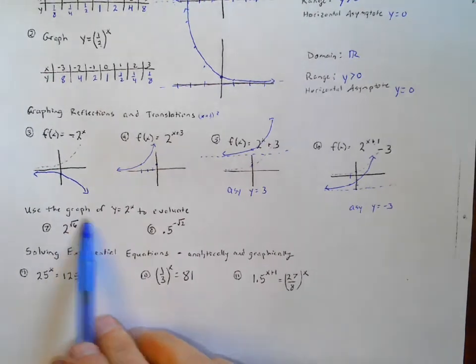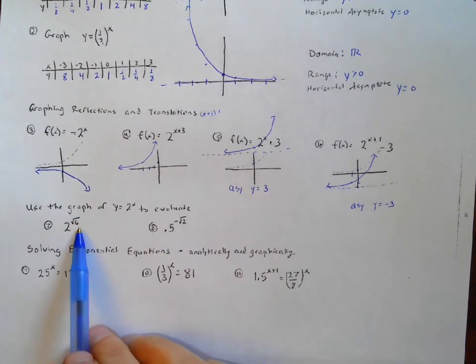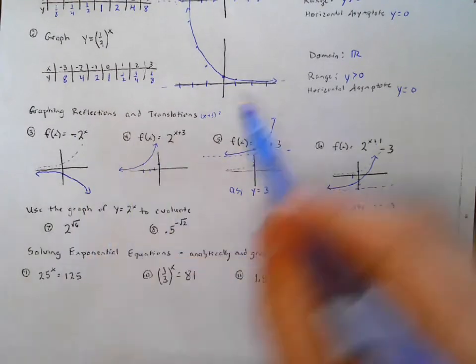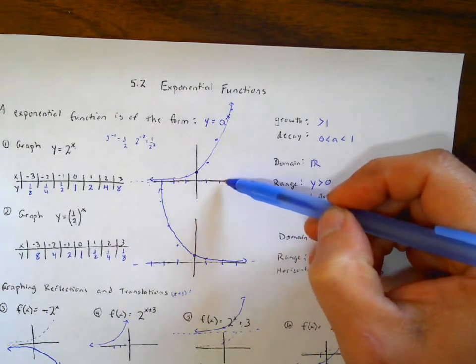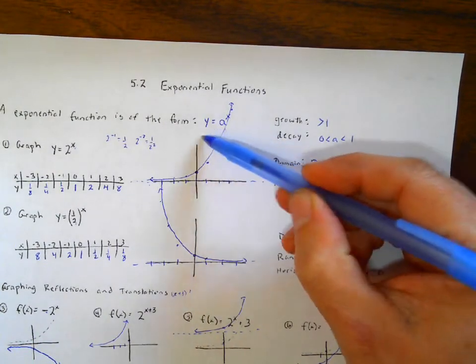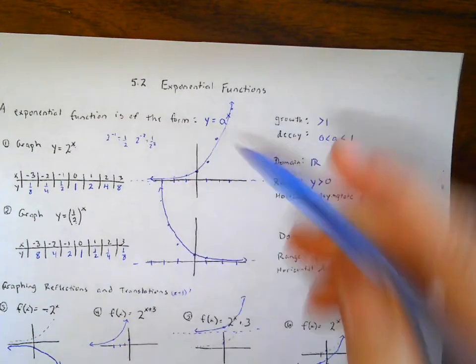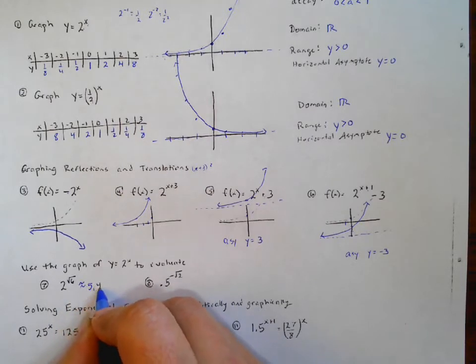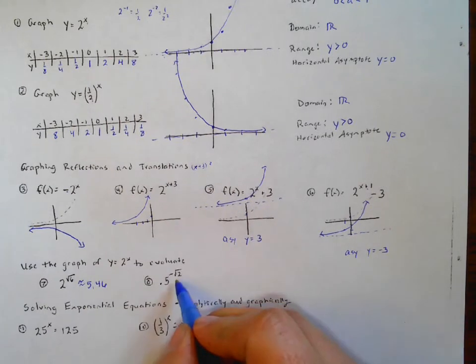It says here to use the graph of 2 to the x to evaluate this, 2 to the square root of 6. Not real important here, but the square root of 6 is 2 point whatever. If we go to 2 to the x, so 2 point whatever, you could estimate it from the graph. It'd be around, I don't know, 5.5 or something. But you can also use your calculator, and it would be 5.46.